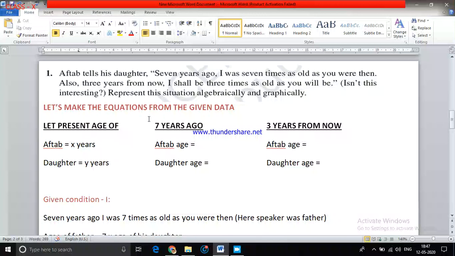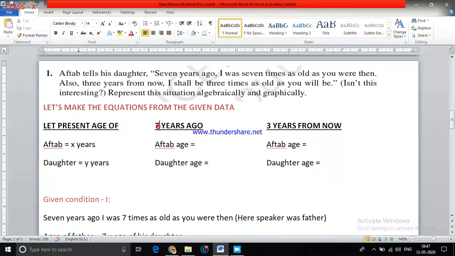Now here we are talking about three things. One is 7 years ago. Second is 3 years from now. He is taking these two, 7 years ago and 3 years from now, with the present age as the center. Okay. So first, let the present age of Aftab be x years, means today he is x years old, and the daughter is y years old. These are the present ages of father and daughter.